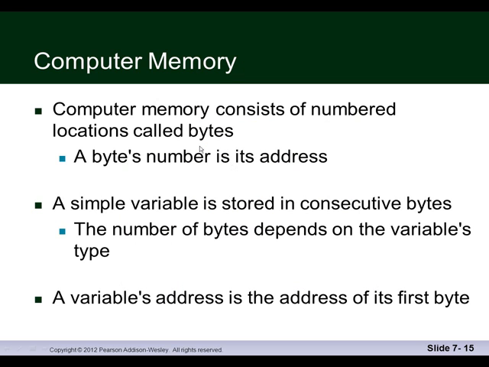So if you look at it, the memory as a byte, the addresses in the bytes, that's the way it's going to be setting it up. So we have a simple variable stored in consecutive bytes. The number of bytes depends on the variable type. You guys did some exercises in the other book on this.